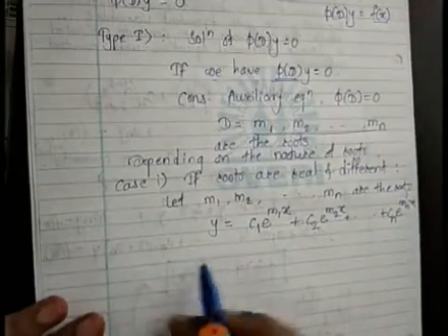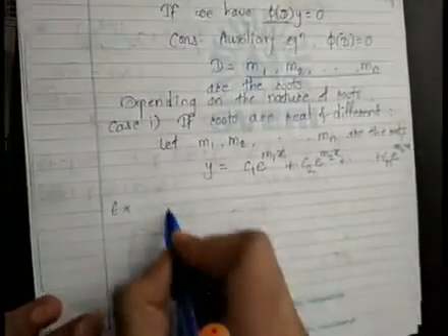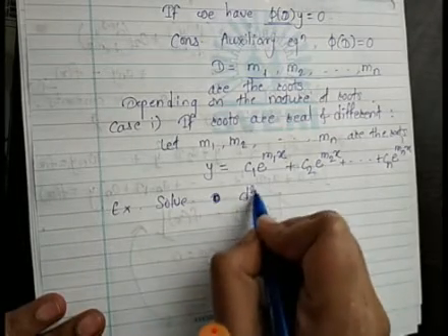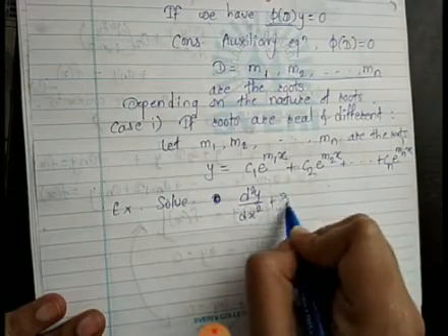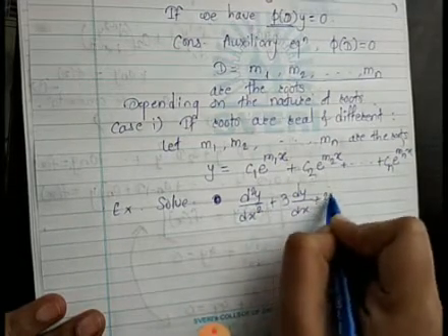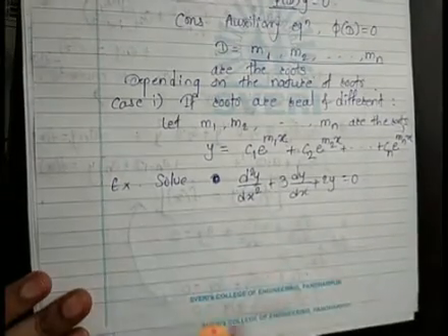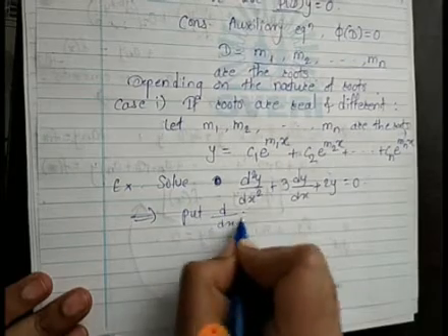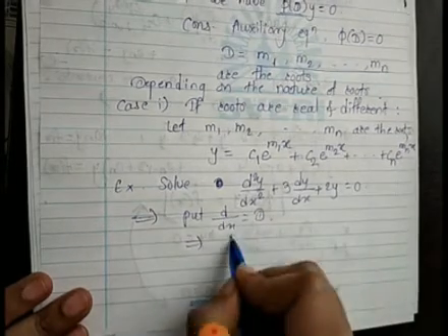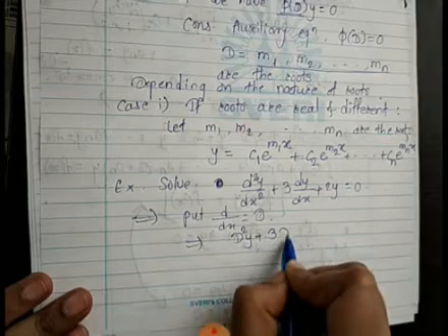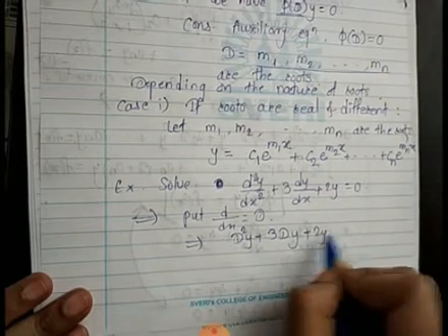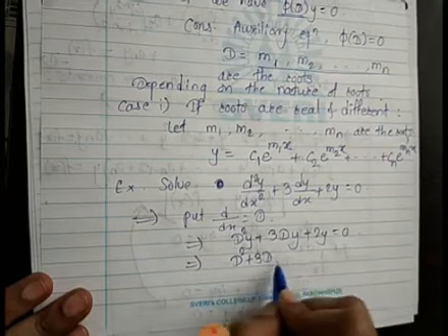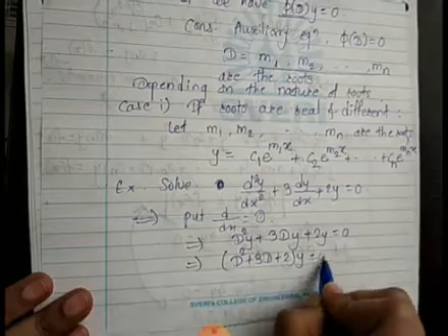Now, for example, same equation I'm taking. Solve d²y/dx² + 3 dy/dx + 2y = 0. Such equations are there. So we have to put d/dx as capital D. That's what we are getting: D²y + 3Dy + 2y = 0. Take y common. So (D² + 3D + 2)y = 0.